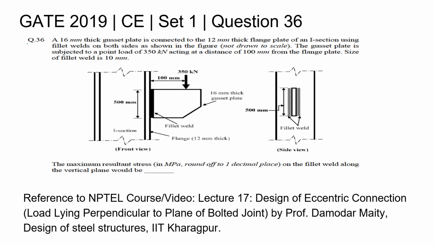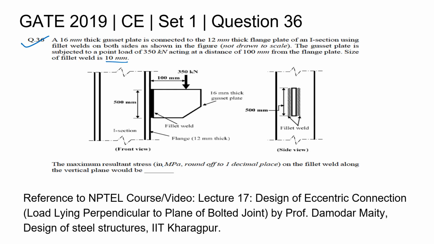GATE 2019 Civil Engineering Set 1 Question 36. A 16 mm thick gusset plate is connected to the 12 mm thick flange plate of an I section using fillet welds on both sides as shown in the figure. The gusset plate is subjected to a point load of 350 kN acting at a distance of 100 mm from the flange plate. Size of fillet weld is 10 mm.